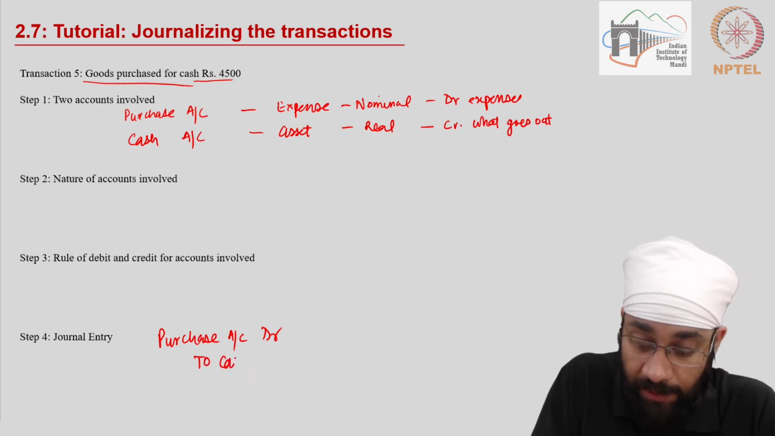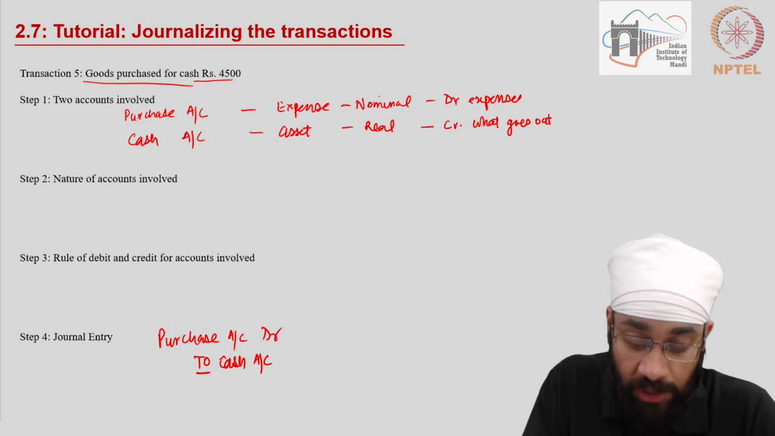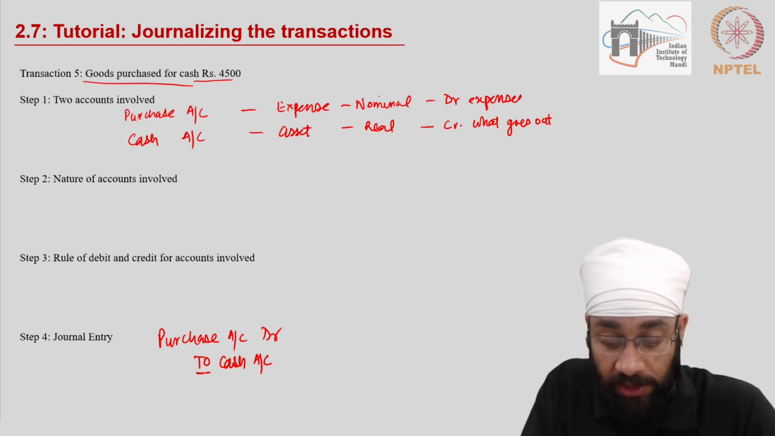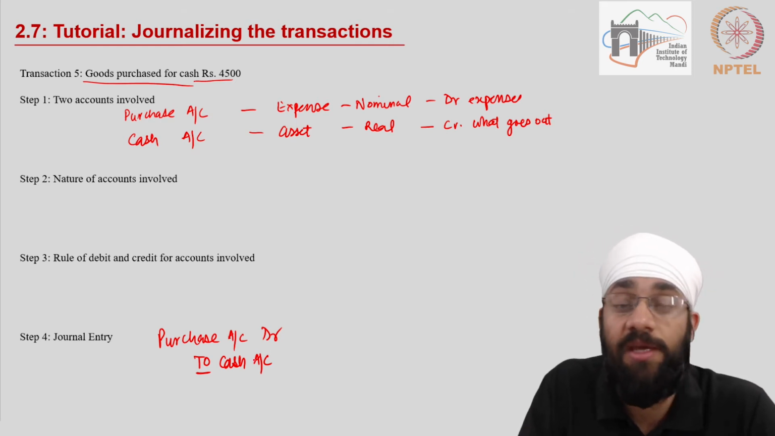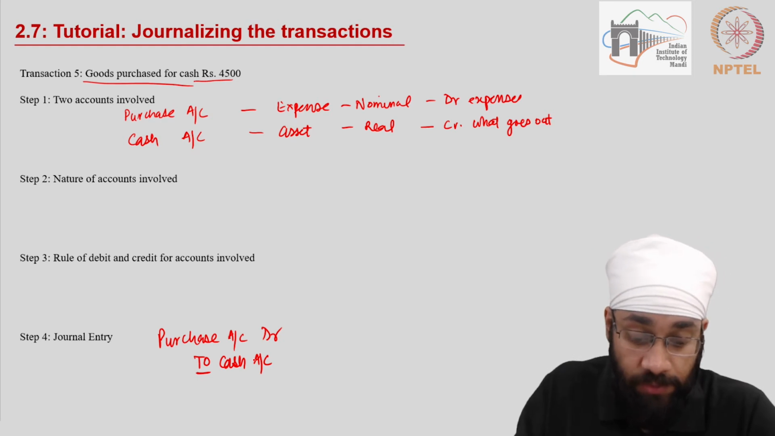Therefore, purchase account debit to cash account, and I'm using a different convention here. I'm using "to", I'm repeating it. It does not matter whether you write "to cash account" or "cash account credit". It's the same thing, but just to show you that this is another method, I'm using it for this video.